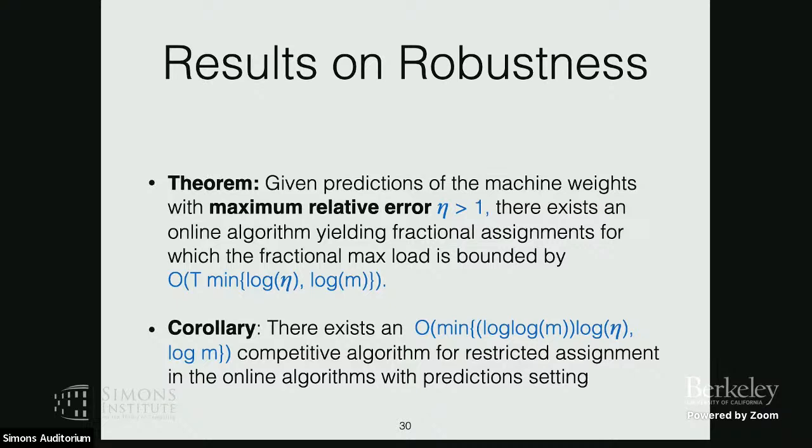Please. Do you have to do work to show that the log m disappears from the second branch in the corollary? It's not so difficult. Okay. Yeah. It's not.